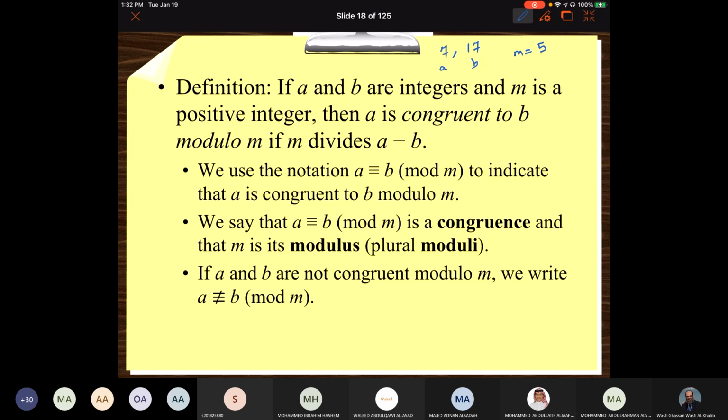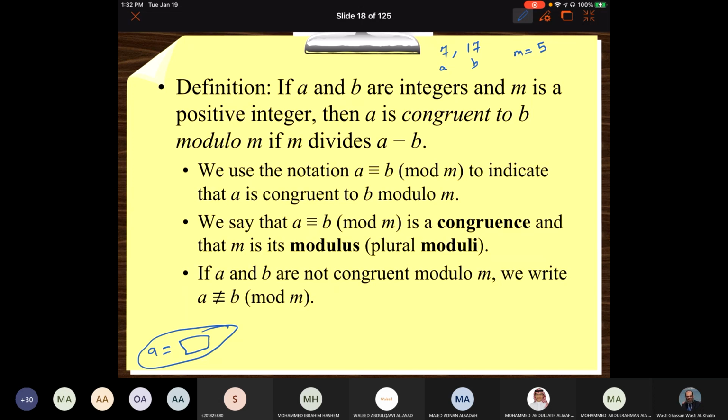Now, on the side: when I use A equal something, what do I call this? Constant? Equation. I call it an equation. So this is an equation, and this one is a congruence.